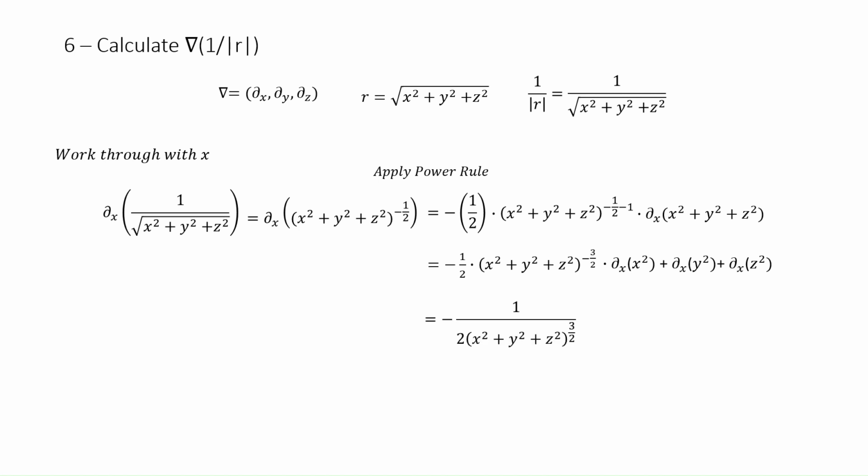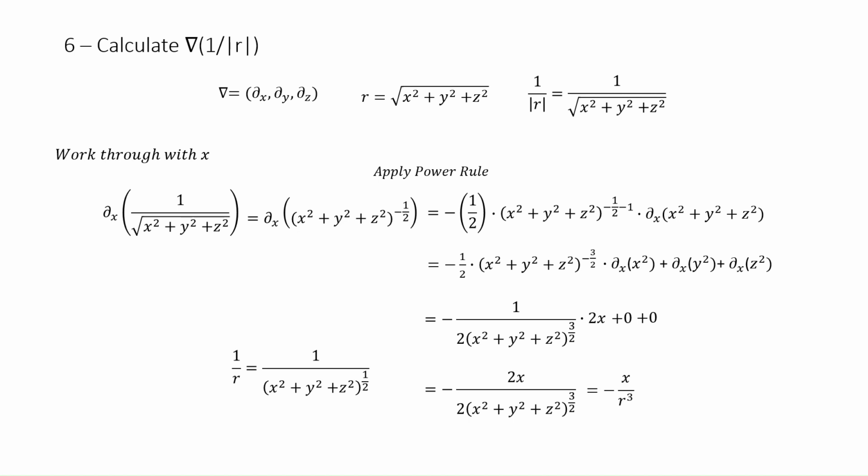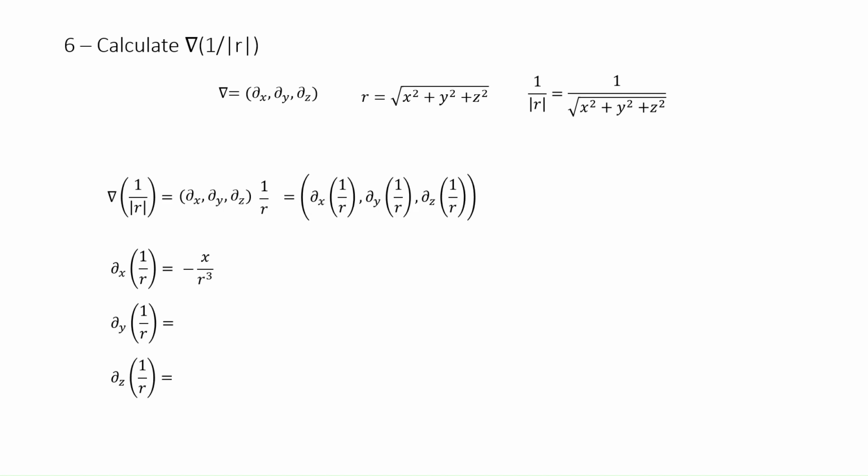This is simply taking away the negative indices to get a 1 over, and taking the derivatives of the back end, we get 2x plus 0 plus 0. So we can times the 2x into the fraction. Now notice that 1 over r is the same as 1 over the square root of x squared plus y squared plus z squared. We can simply sub this expression in to get minus x over r cubed. So we now know that dx of 1 over r is minus x over r cubed. And we can say that the same will be for y and for z.